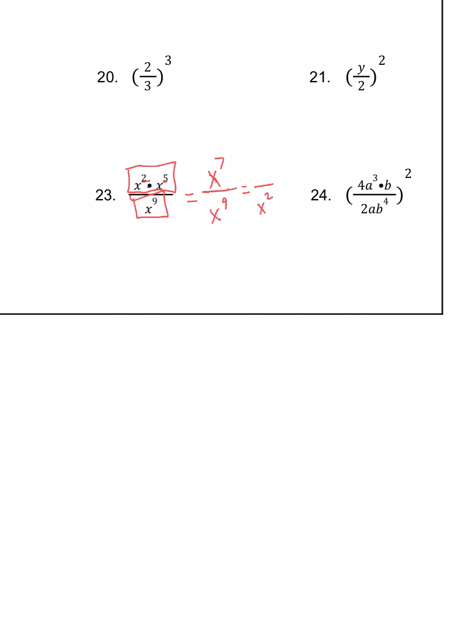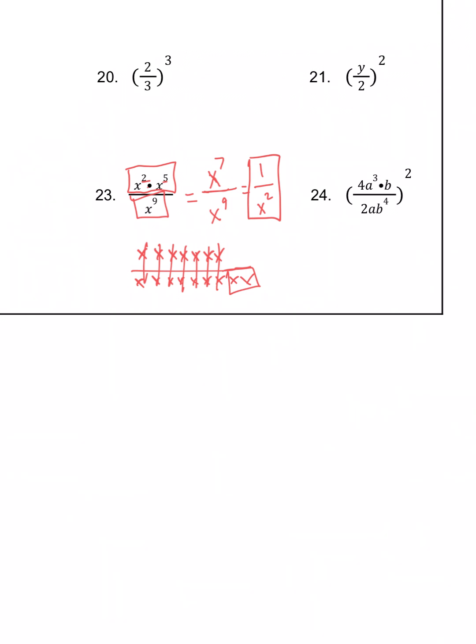Because remember, we're going to have 7 on the top, 1, 2, 3, 4, 5, 6, 7, and 9 on the bottom, 1, 2, 3, 4, 5, 6, 7, 8, 9. So if I were to start canceling these out, where are my extra 2 x's? They're down here on the bottom. And I can't leave nothing on the top, so we put a 1 for a placeholder. And that is as simplified as I can get. So my answer to number 23 would be 1 over x squared.